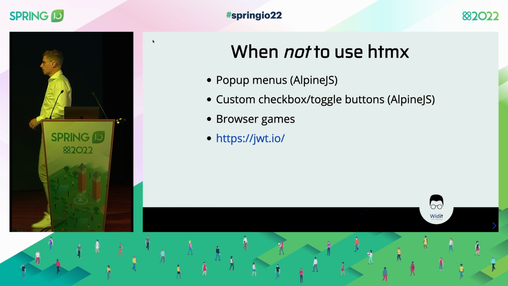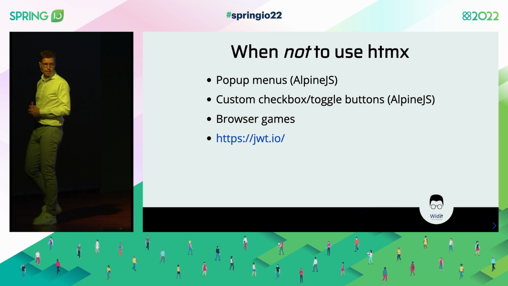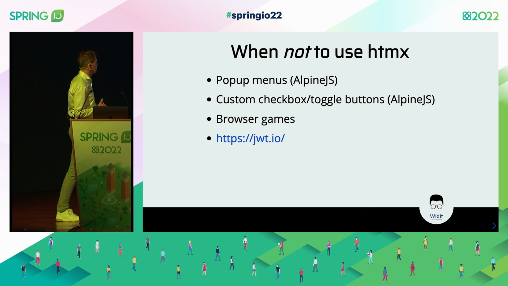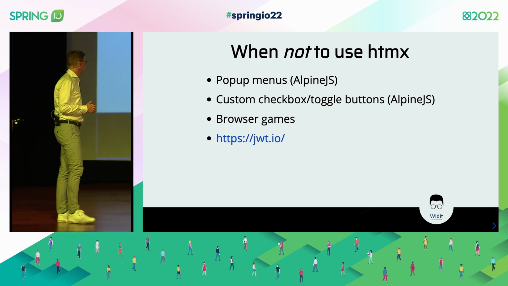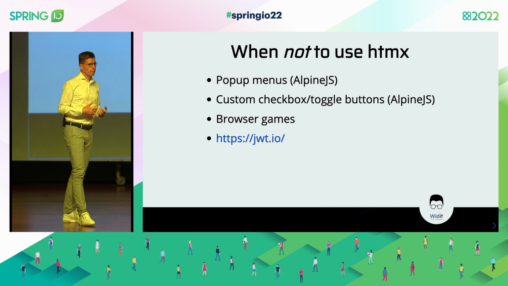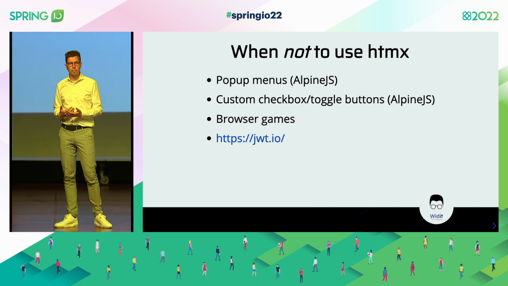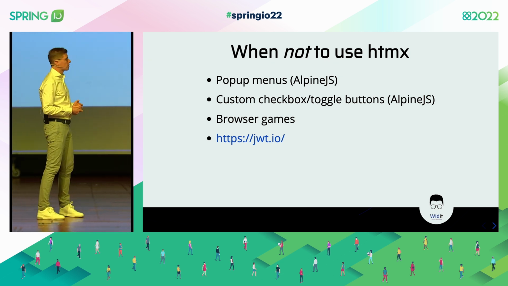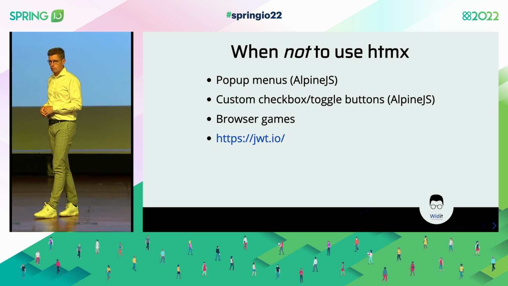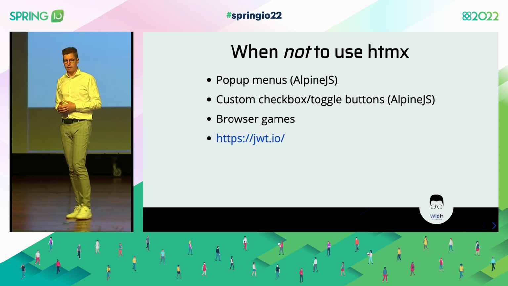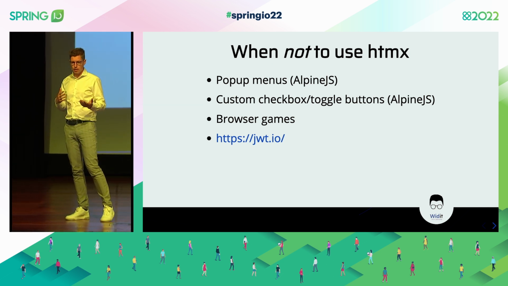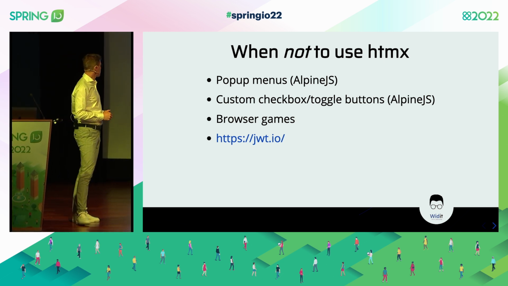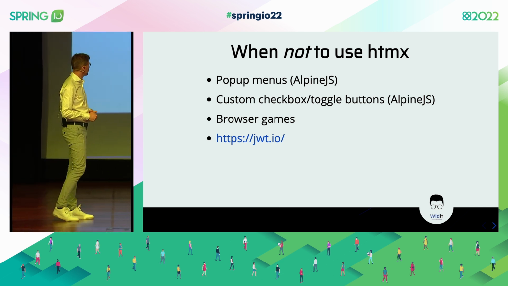So when should you not use htmx? We've seen some really nice examples of htmx. And of course, nothing is ever a silver bullet. So where should you not use it? If there's a lot of client-side interaction that needs to be very, very immediate, like a pop-up menu, you would not use htmx for that. I would recommend Alpine.js there, or just plain JavaScript. Or you want to build a custom checkbox or things like that. Show modal, maybe depending on how difficult the modal dialog is. Of course, browser games, probably not best suited with htmx.